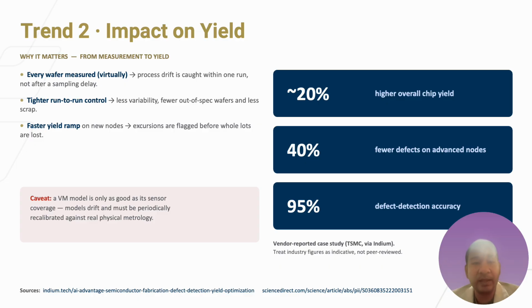What does that buy you? Because every wafer now has a predicted measurement, you catch the process drifting the moment it starts instead of waiting for the next sampled wafer. Tighter control means less variation, fewer scrapped wafers, and new products reach good yield faster. One industry case reported around 20% higher yield and 40% fewer defects. I treat those exact numbers as vendor reported rather than gospel, but the direction is solid. The catch is to remember a predictive model is only as good as its sensor data, and it drifts over time, so you will still need occasional real measurements to keep it honest.